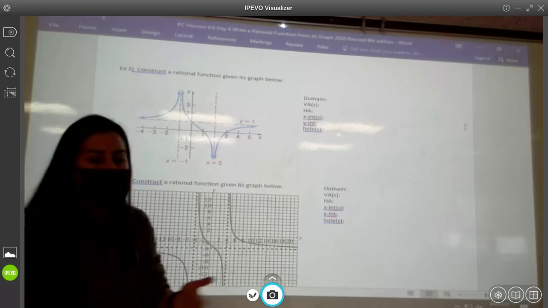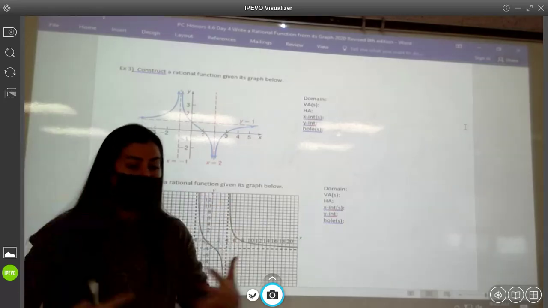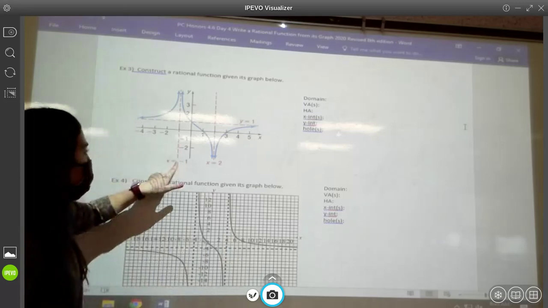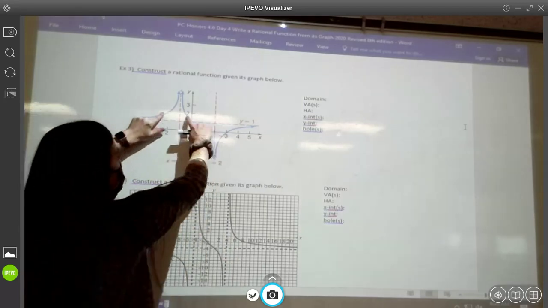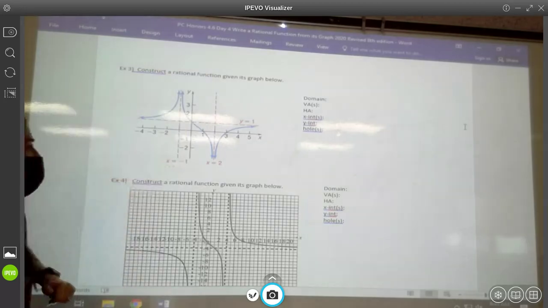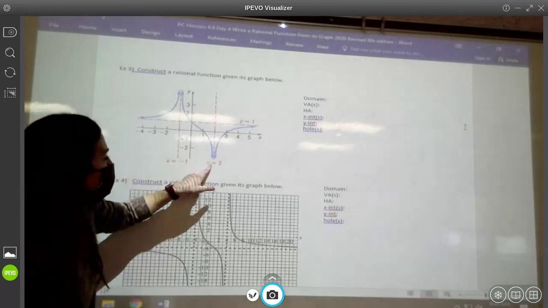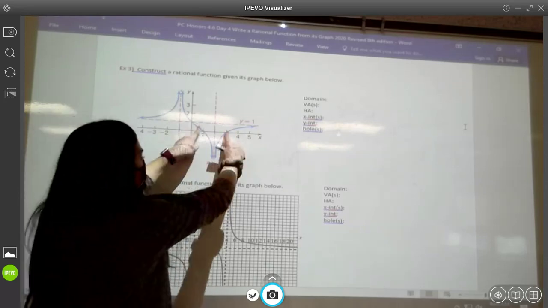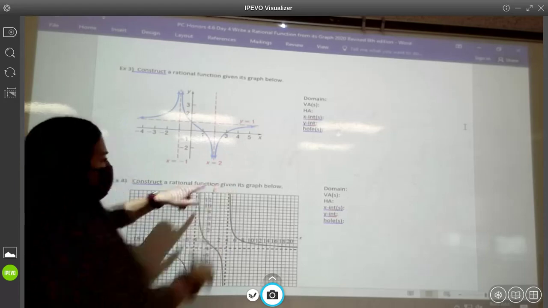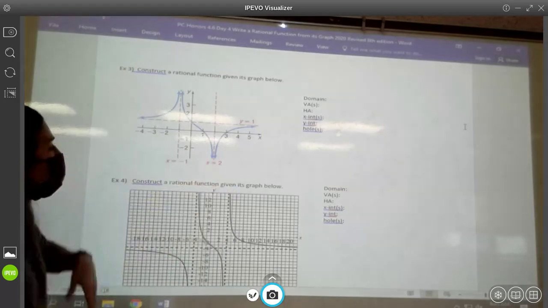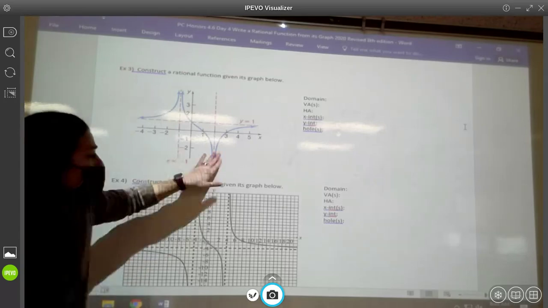I'm looking for holes. I'm looking for VAs, numbers that can't be plugged into this function, the bad guys, right? Clearly, I have a VA at x equals -1. And note, guys, look at his behavior. They're going to the same infinity. So he must have had even multiplicity, right? X is equal to 2. So x must not be allowed to be 2 because he created a VA. And look at him. He has the same infinities on either side. He must have been even multiplicity, right? I don't see any holes. So the only bad guys are -1 and 2.